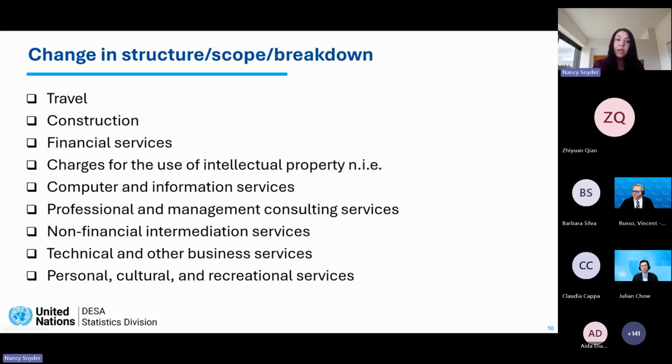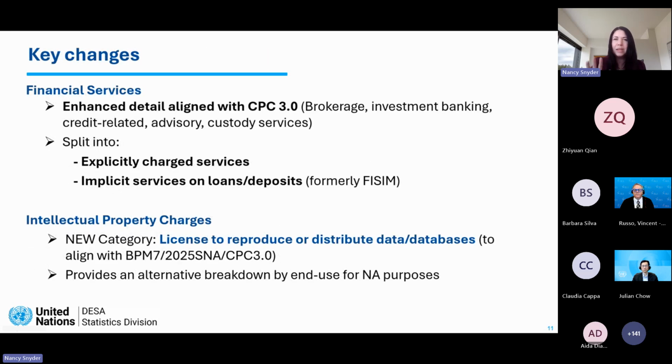So this is travel, construction, financial services, charges for the use of intellectual property, computer and information services, professional and management consulting services, non-financial intermediation, technical and other business services, and personal, cultural, and recreational services. So I'm going to go through some of these key changes that we'd like to highlight.